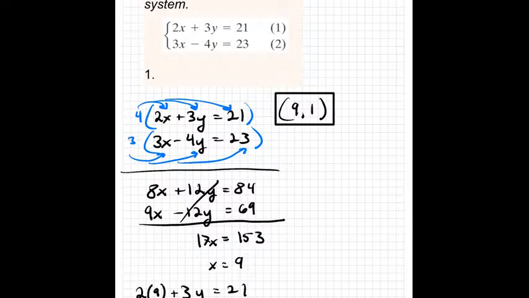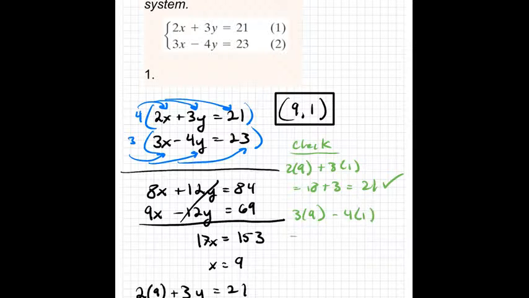Okay, let's just do a quick check to make sure this works. So 2 times 9 plus 3 times 1, that's going to be what? 18 plus 3 is 21, which is our desired result. And then 3 times 9 minus 4 times 1, that's going to be what? 27 minus 4, which is 23. Again, that's our desired result as well.